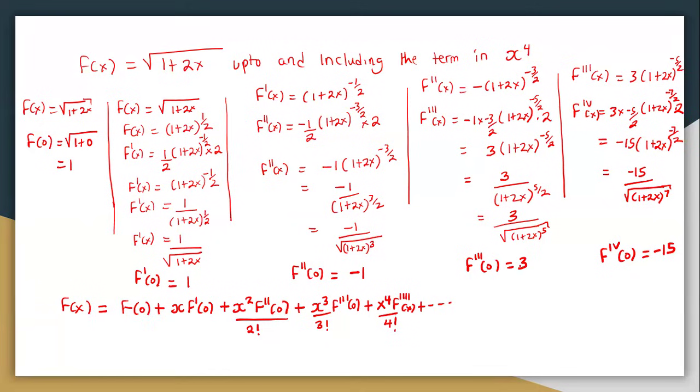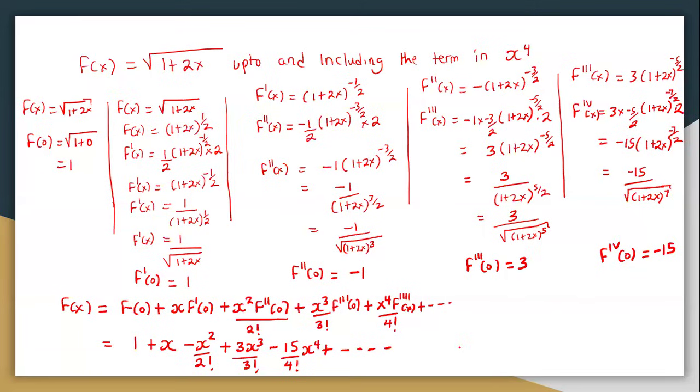Then you substitute in. When I substitute in, I have my 1 plus my x. Then the next one is minus x squared out of 2 factorial. Then the next one is 3x cubed out of 3 factorial. Then the last one is minus 15 out of 4 factorial, x power 4, then plus and so on. So that is our series that you can go on and simplify.